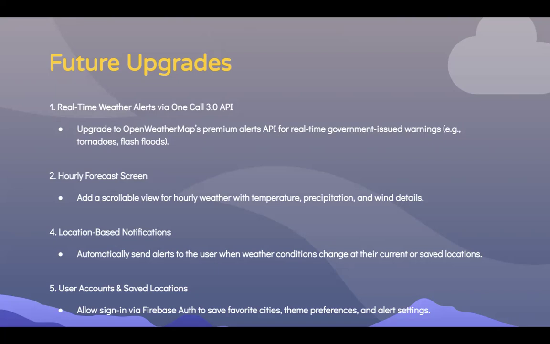We wanted to add location-based notifications that automatically send alerts to the user when the weather condition changes at their current or saved location. We also, like I said earlier, wanted to let users have their own accounts and save locations on their account, where they can have their favorite cities or their favorite weather. So this is all future implementations, or future upgrades, that we want to add.